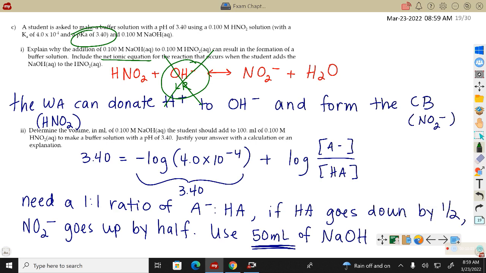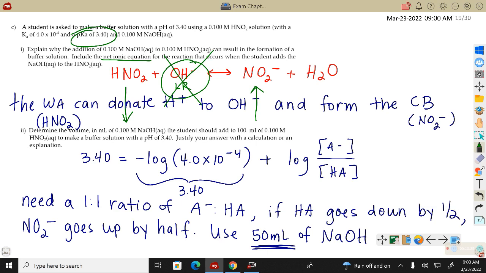And then it's like the halfway point in the titration, where your acid would go down by half and your conjugate base goes up by half. And again, the hydroxide is limiting, so that's out. You could also do some calculations.